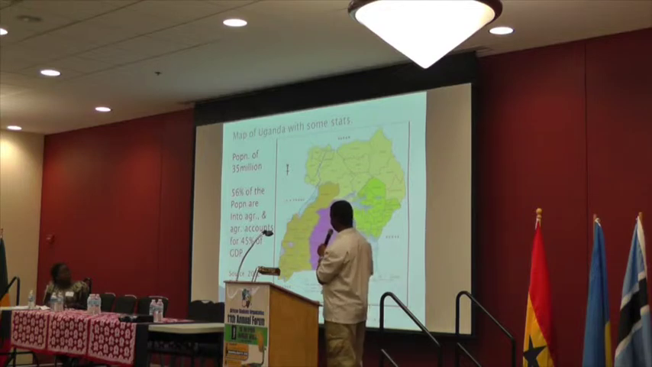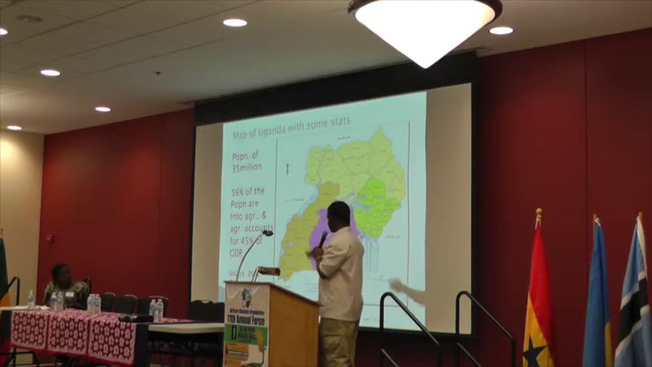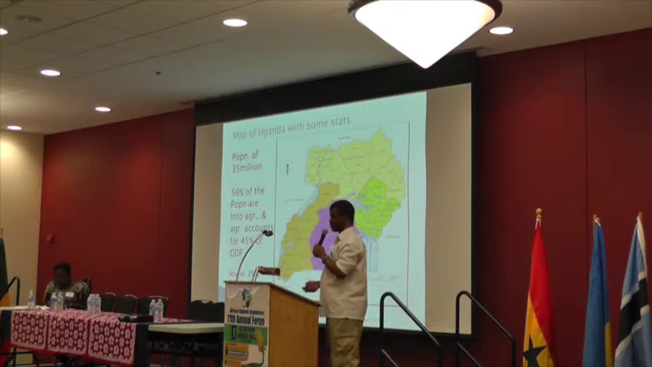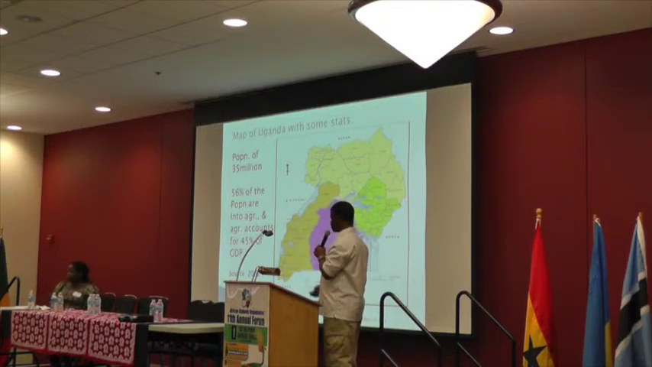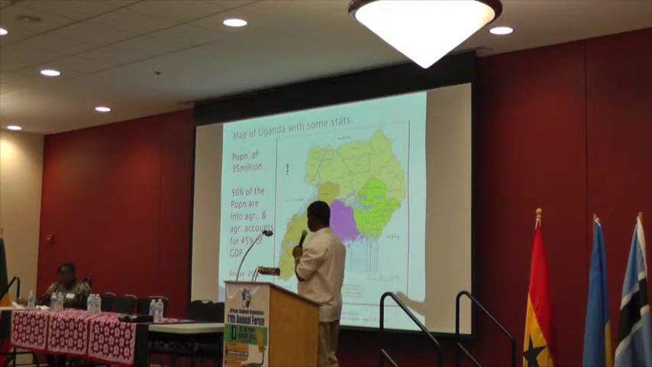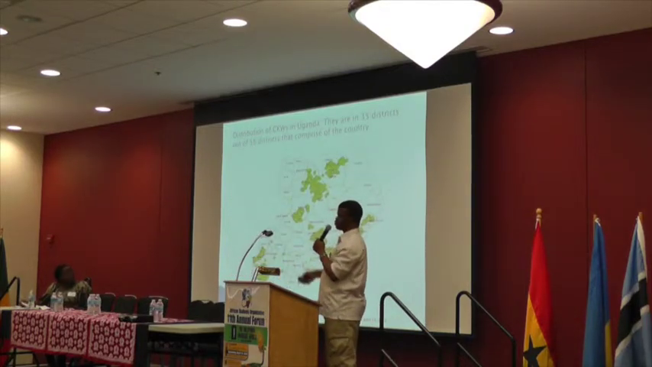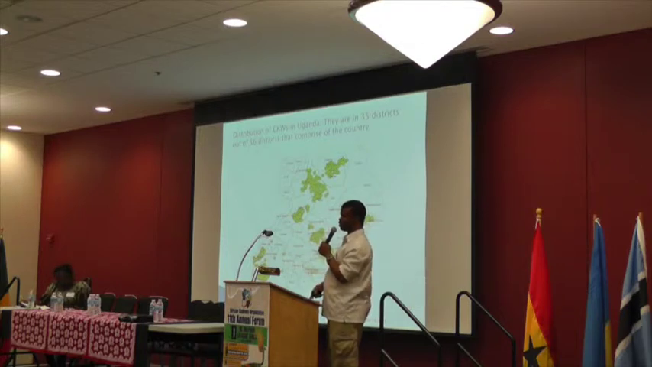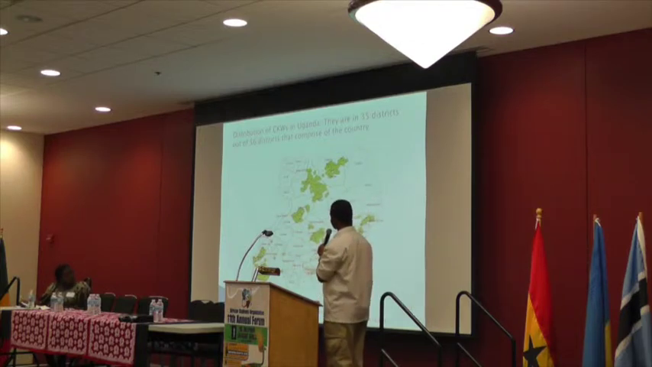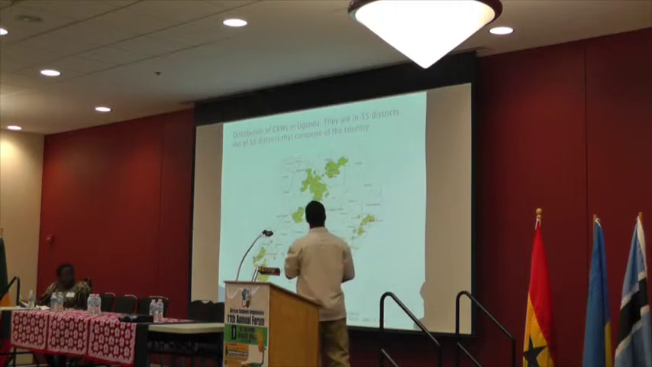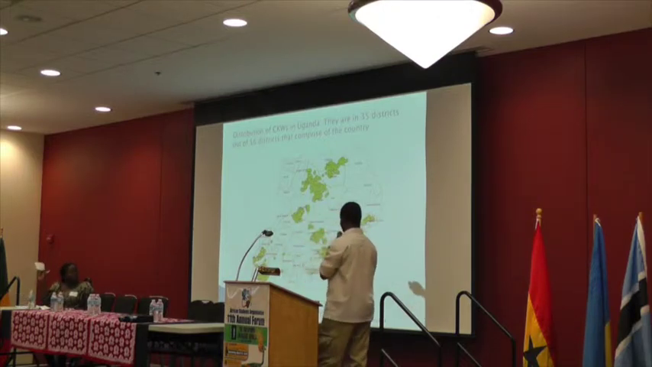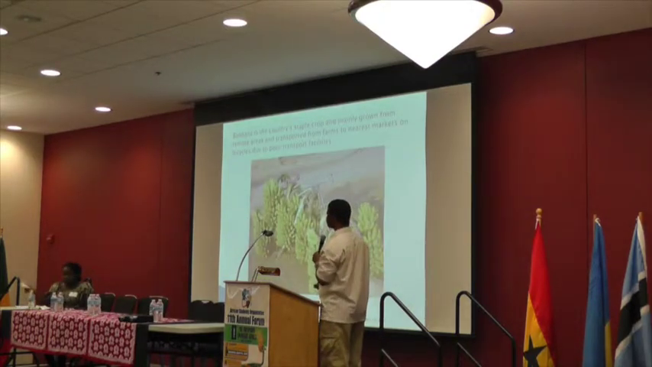That's the map of Uganda, with a population of about 5 million, 56% in agriculture, and agriculture contributing about 45%, almost half of the GDP. And this is the spatial map of the areas where the CKWs operate, in about 35 districts out of the 56. So they are doing pretty well.